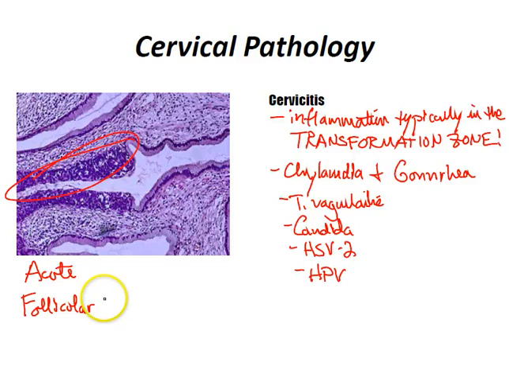Chlamydia trachomatis. Chlamydia trachomatis causes follicular cervicitis. It is a common cause of neonatal conjunctivitis and pneumonia. Histologically, it's characterized by lymphoid germinal centers and vacuoles containing reticulate bodies.